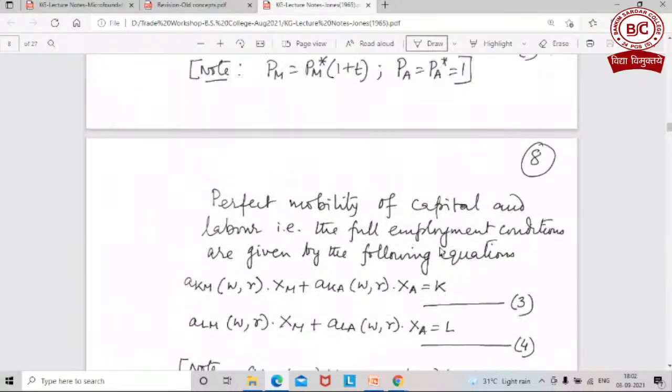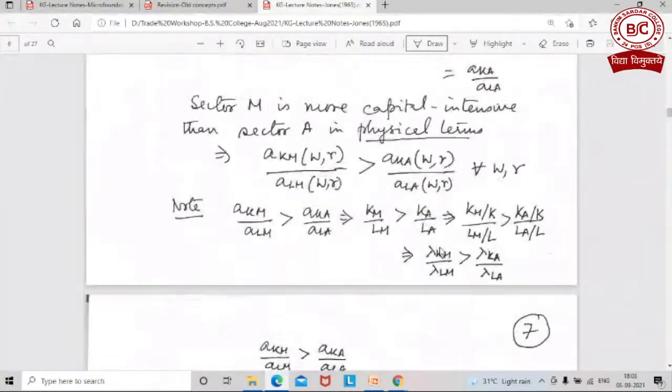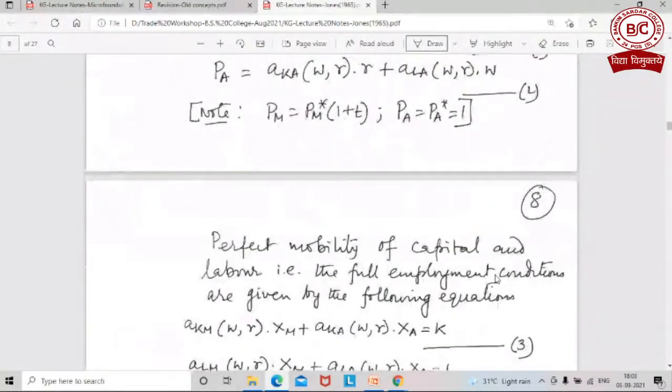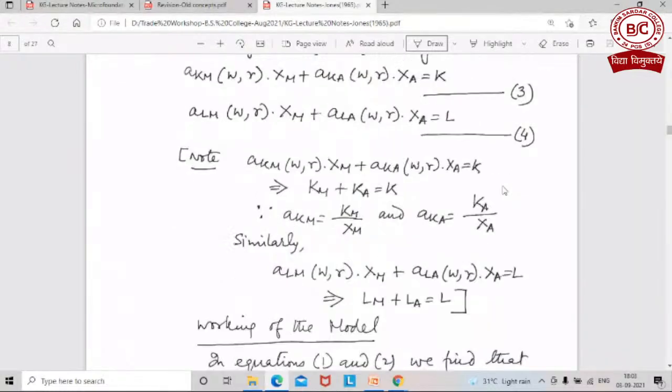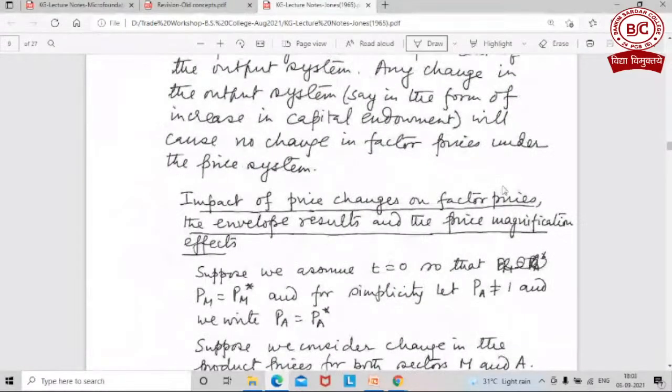So we determine W and R, of course, endogenously. Whatever be the endogenous values, we always say that there is no factor intensity reversal, so that sector M is more capital intensive than sector A. But this decomposability property is very important because any change in factor endowment will not lead to any change in the factor prices. So I shall not go through the working of the model in detail.